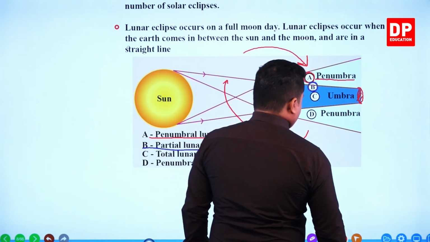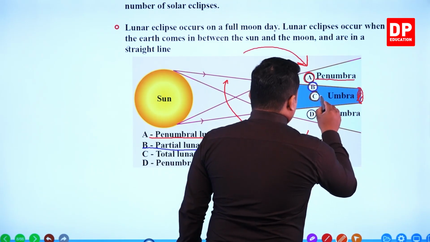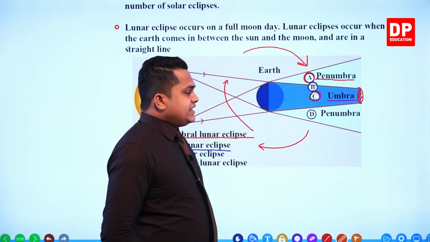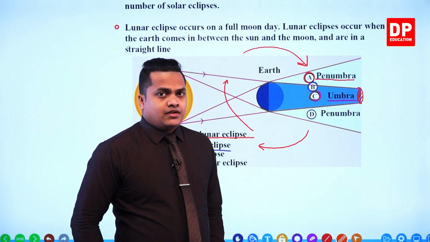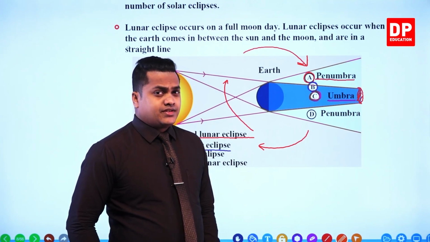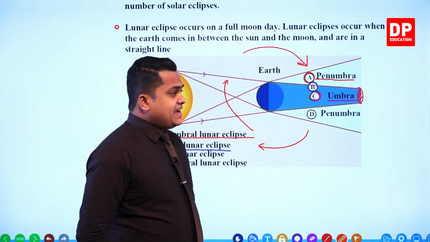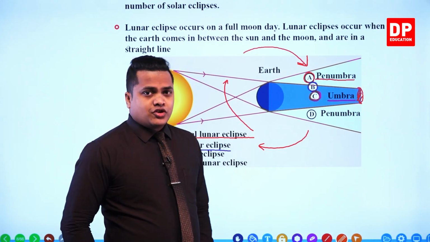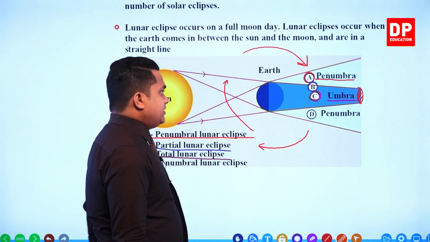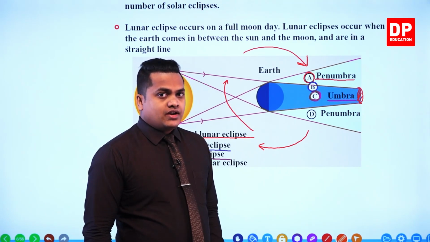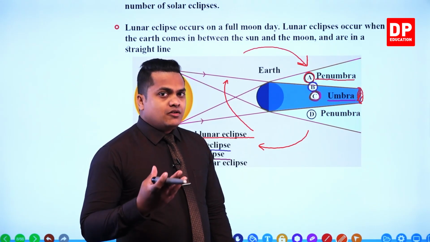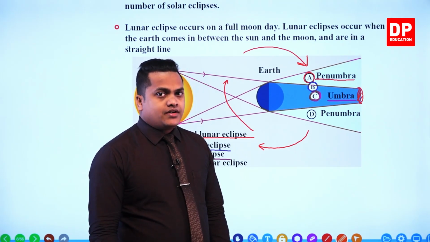Then, my dear children, the third instance, C. Here you can see very clearly that the entire moon is located within the umbra region. If the entire moon is located within the umbra region, this is called a total lunar eclipse, as you can see here in the figure. The entire moon is located within the umbra of the planet Earth.